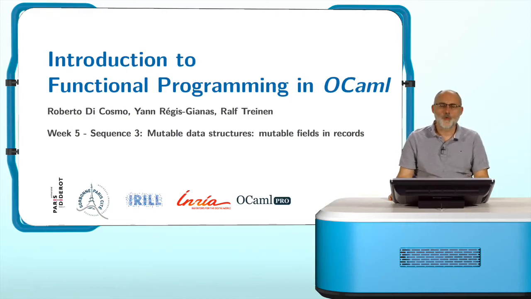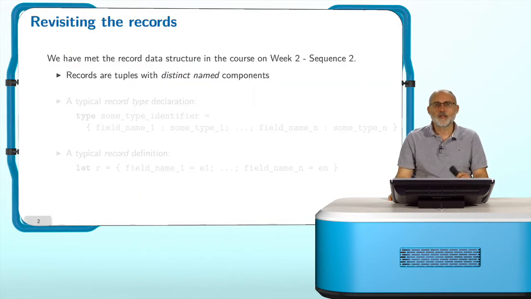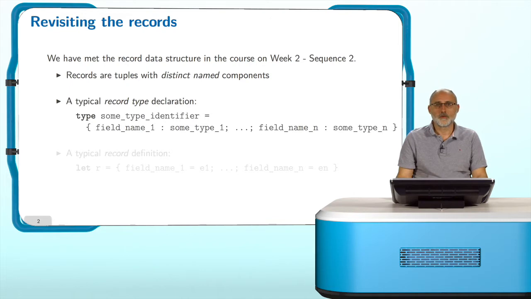In this sequence, we will meet another kind of mutable data structures, records with mutable fields. Well, let's remind ourselves of records. That's a data structure we have seen in week 2. Records are tuples with distinct named components. As you remember, a typical record type declaration looks like this.